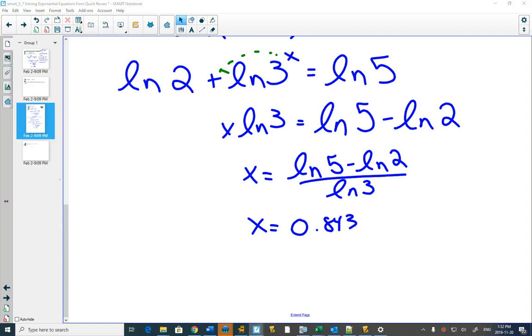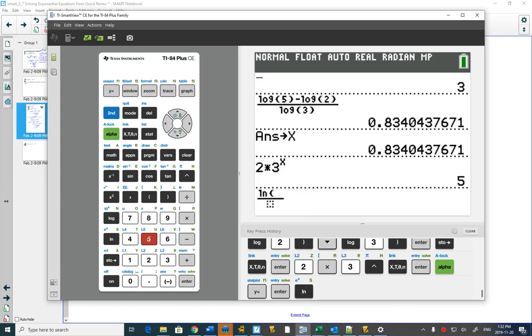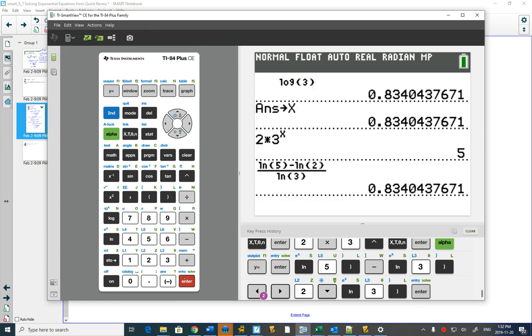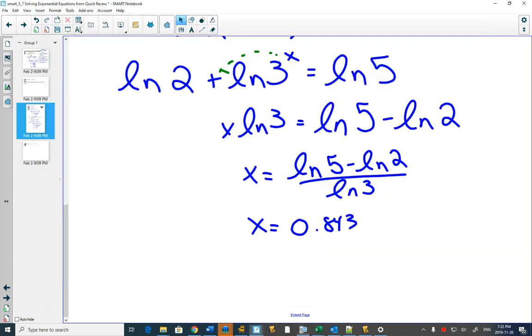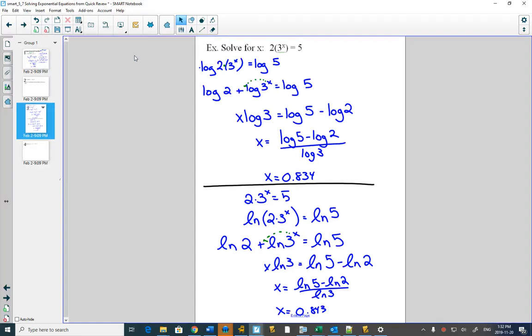Let's double check on our calculator. Natural log of 5 minus natural log of 2, divided by the natural log of 3. Do I get the exact same answer? I do. View, zoom, entire page. Okay, so we can see them both there.